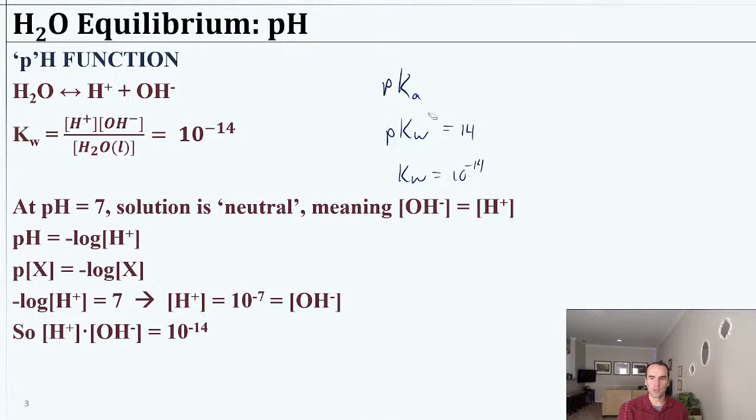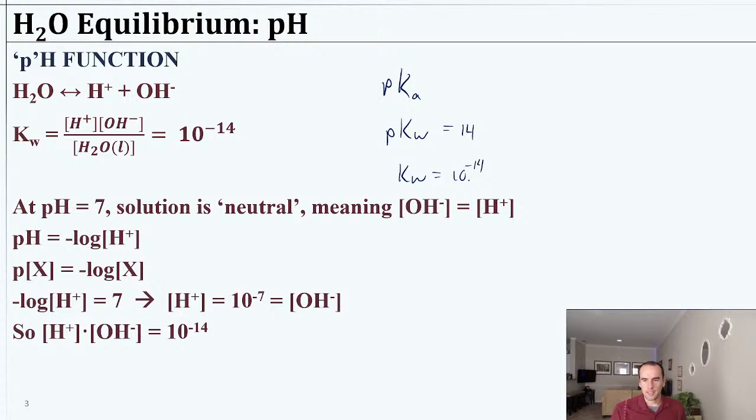So we can do pH, we can do pOH. Doesn't really matter. It's the negative log of x. Px is negative log of x. And for the case of pH, what we're talking about is the molar concentration. So we're using brackets.